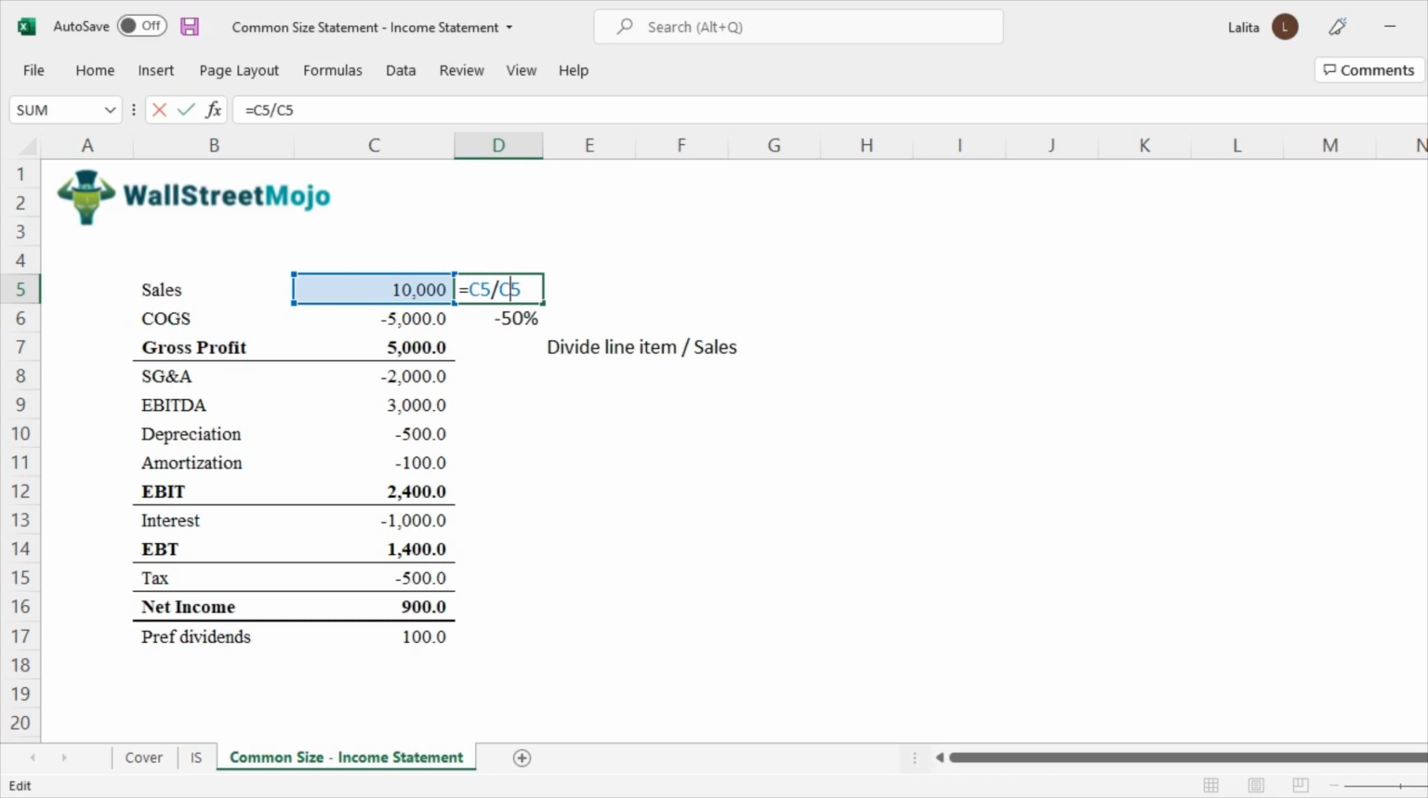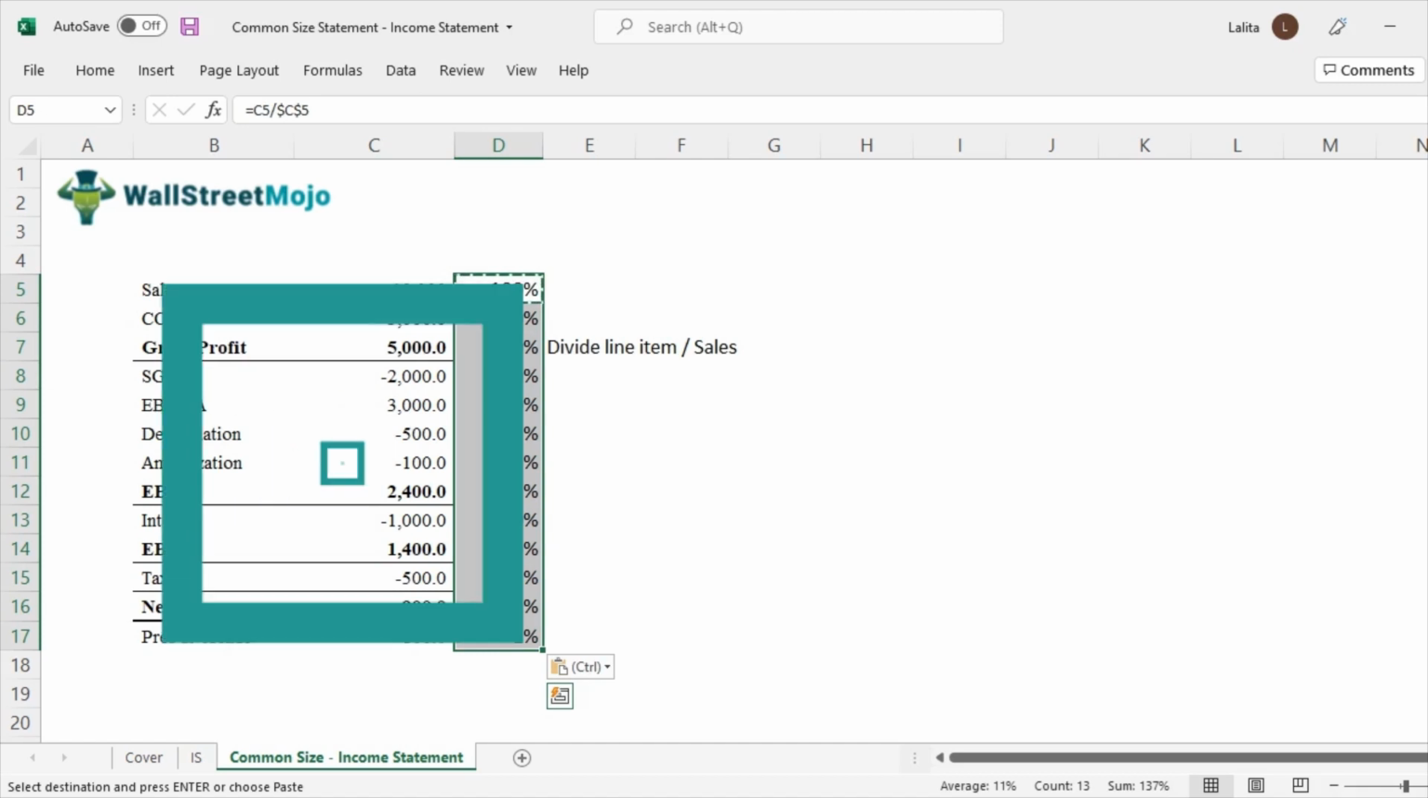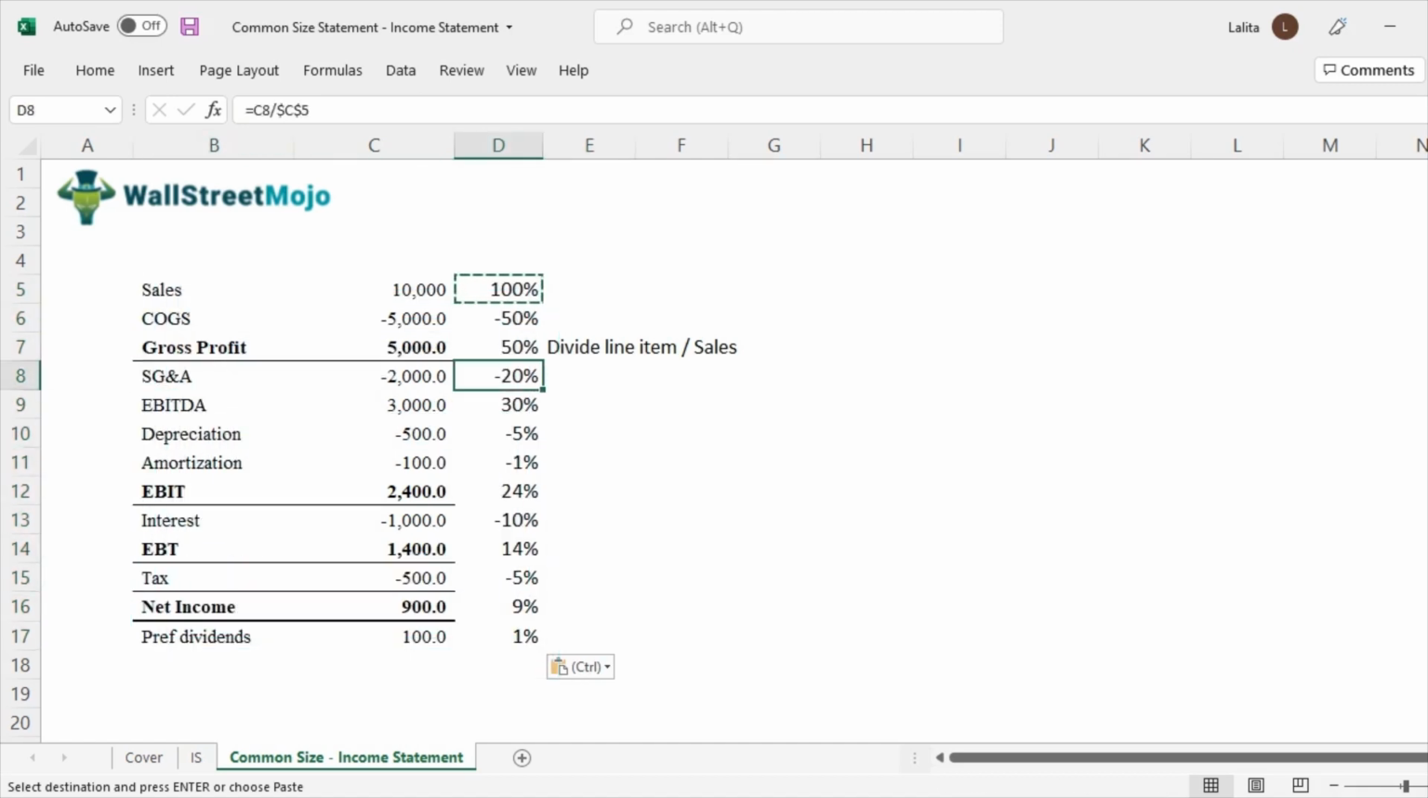So let me now divide each and every line item by sales and see if we get anything else. So let's see. SG&A expenses 20%, depreciation 5%, we have interest as 10%. So now that we know that for every $100 that we earn, how our expenses are bifurcated, and we have a net profit margin of, let's say, only 9%, we might be able to figure out what's going right and what's going wrong, right? So this is how common size income statement is made. Now let's deploy this on the Colgate case study and figure out what's happening in Colgate.